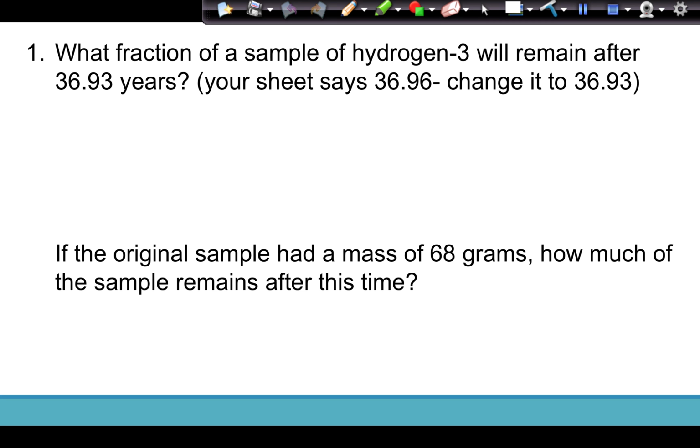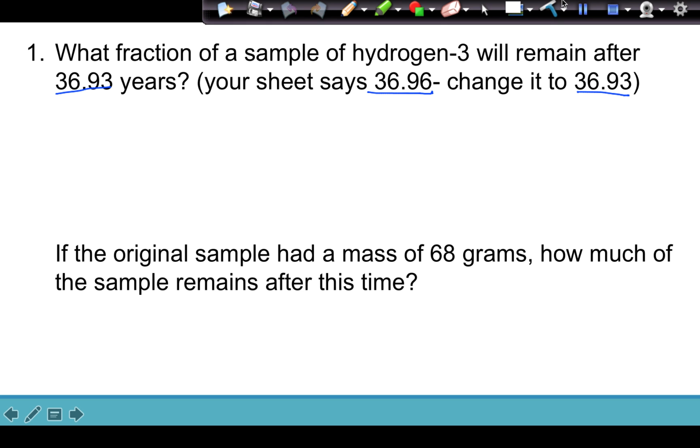So the first question here says, what fraction of a sample of hydrogen-3 will remain after 36.93 years? Your sheet says 36.96. Please just change it to 36.93. But the first thing we need to do is figure out how many half-life periods have gone by. We're going to take 36.93 years and divide by how long one half-life of hydrogen-3 is. So please take a minute to look on table N and find hydrogen-3.